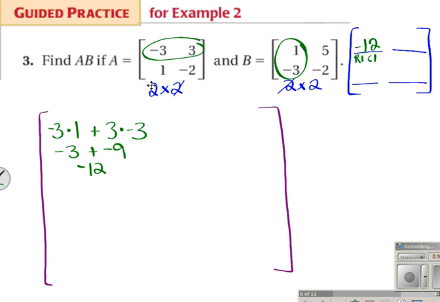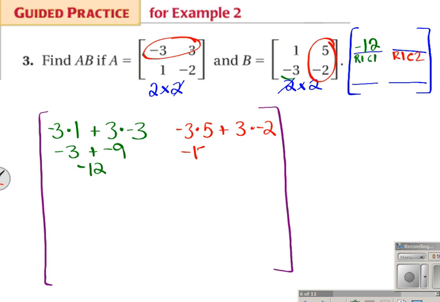All right. Next element is in row 1, but column 2. So this time, we are multiplying row 1 by column 2. So we have -3 times 5 plus 3 times -2, which is -15 plus -6, which is -21.